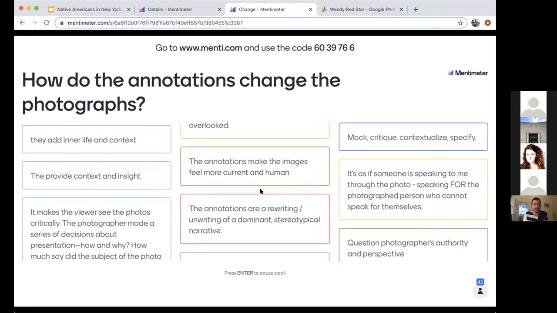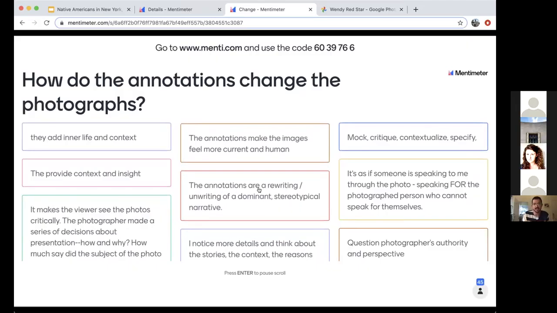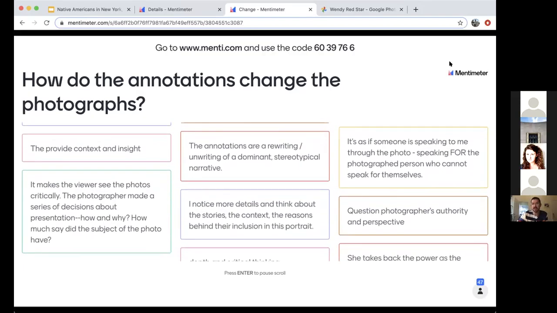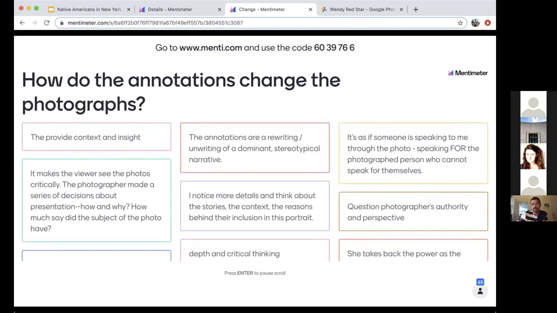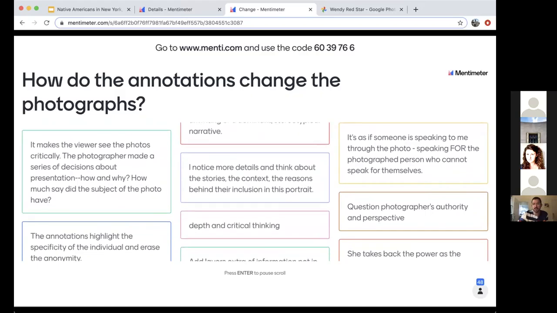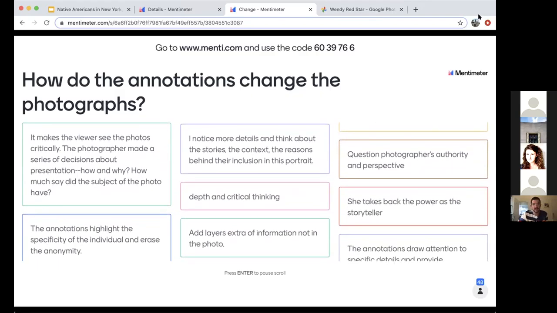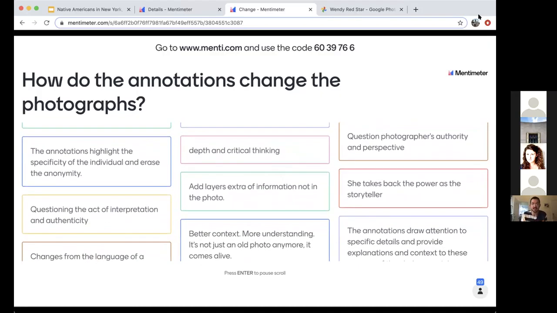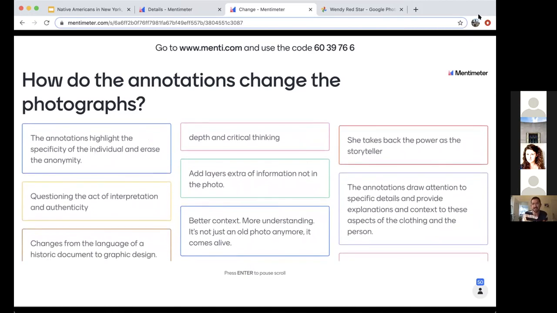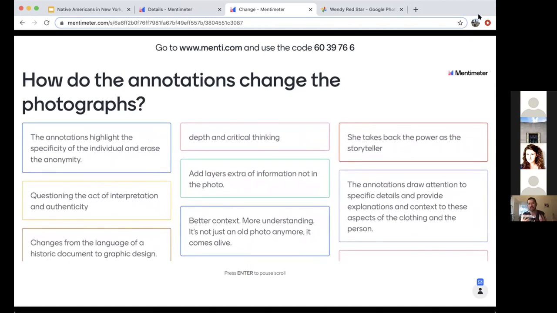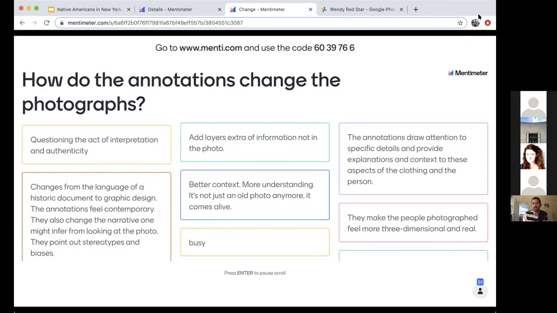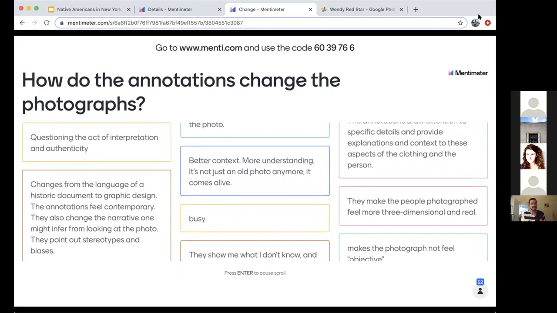They add inner life and context. They provide context and insight. The annotations make the images feel more current and human. The annotations are rewriting or unwriting of a dominant stereotypical narrative. It's as if someone is speaking to me through the photo, speaking for the photographed person who cannot speak for themselves. I notice more details and think about the stories, the context, the reasons behind their inclusion. Yeah, I love that one. And one thing I want to highlight is that it's also making you wonder about the story of these photographs, and wonder about the sitters. Add layers of extra information not in the photo, questioning the act of interpretation and authenticity.